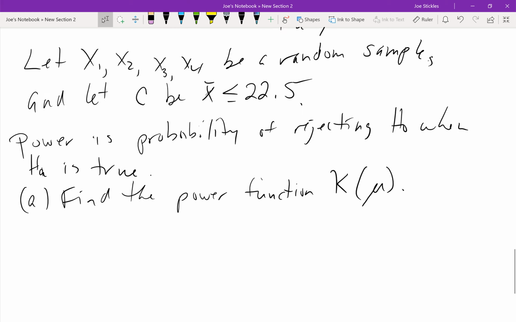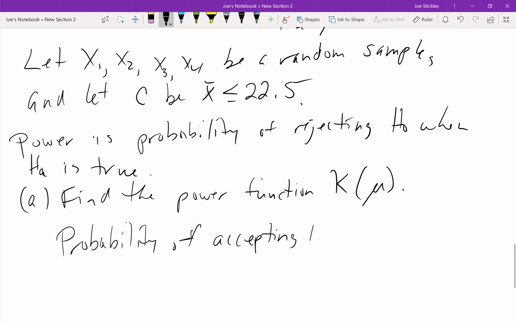So, yeah, how can we figure out what this power function is? Well, let's think about what would be the probability. So let's first just figure out what's the probability of accepting, I'll call it that way, accepting H naught when H1 is actually true. Now this is going to be in terms of, I don't know what mu is. This will just be in terms of whatever the mu is, right?